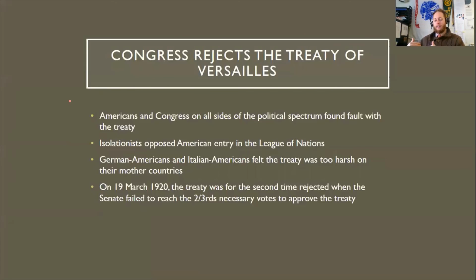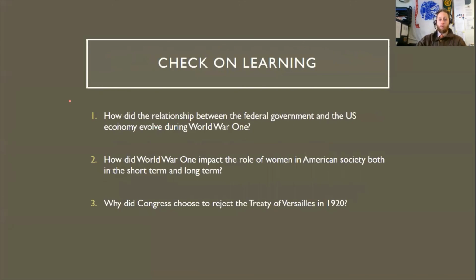It does get the majority, more than 50% of Congress to approve it, or at least the Senate. The Senate are the ones that ratify treaties, but they didn't get the 2/3 necessary for a treaty to become approved by the United States. And so the United States is going to never sign the Treaty of Versailles, and we are not going to join the League of Nations, which is going to cause a couple issues moving forward, especially with the outbreak of World War II.